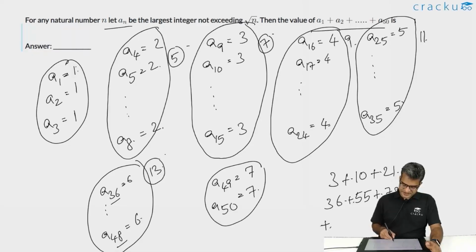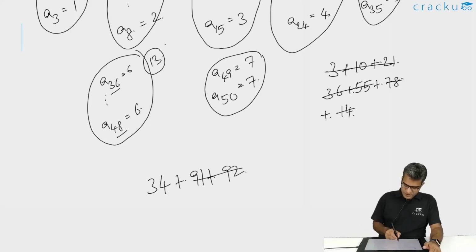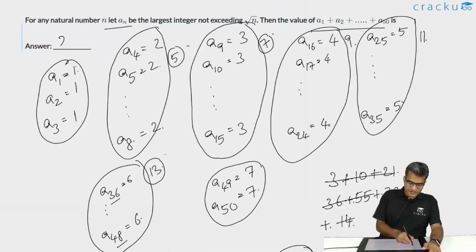Plus 7 into 2, which is 14. This is the sum that we are required to calculate. 3 plus 10 plus 21 is 34. Plus 36 plus 55 is 91. Plus 14 plus 78 is 92. This is 183 plus 34, which is equal to 217. So the answer for this question is 217.